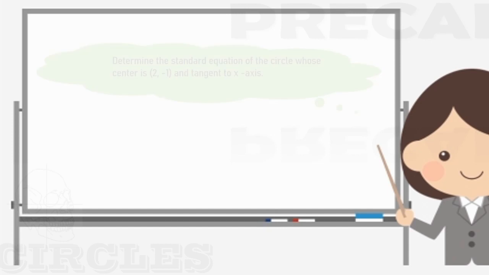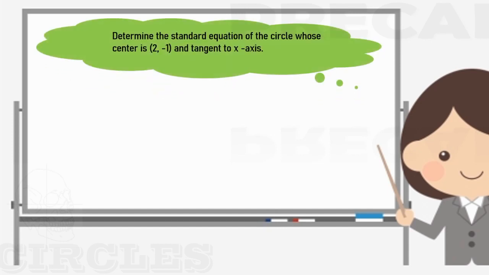So, another example for case number 5. Determine the standard equation of the circle whose center is at 2 and negative 1 and a tangent to x-axis. Center h, k equal to 2 and negative 1. h natin is 2, then k is equal to negative 1. So, yung circle daw ay tangent to x-axis naman. So, ibig sabihin, yung circle ay nagtatouch with x-axis at a certain point.